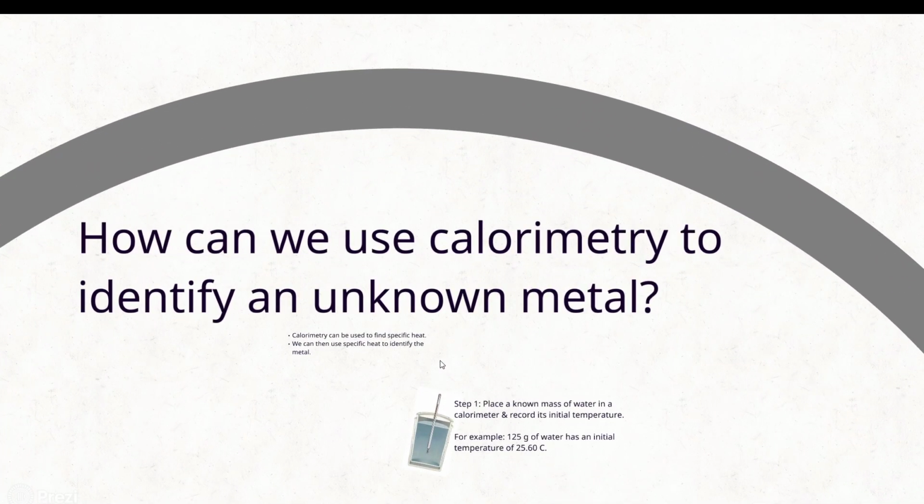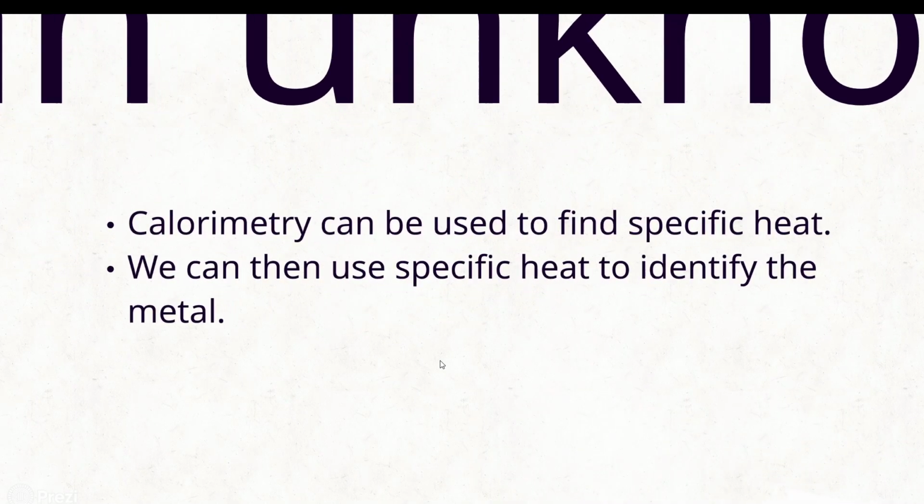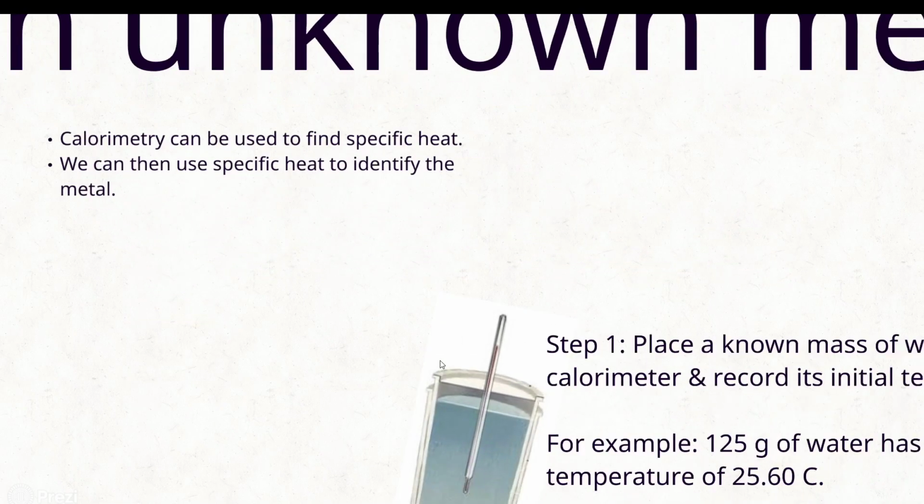The other thing that we could do is use this to find an unknown metal. Because all different metals have different specific heats. If we're able to determine how much heat is evolved from a metal, we can use that to determine the specific heat of the metal and then the identity of the metal.